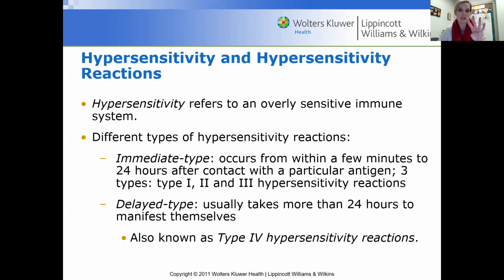We actually have 4 different types. The first 3 are what's called the immediate type. So this means that it occurs within a few minutes to 24 hours. So it occurs very quickly. So this is whenever we have contact with a particular antigen quickly, either types 1, 2, or 3, hypersensitivity reactions take place. We're going to get into some examples, but the best example of a hypersensitivity reaction is an allergic reaction.